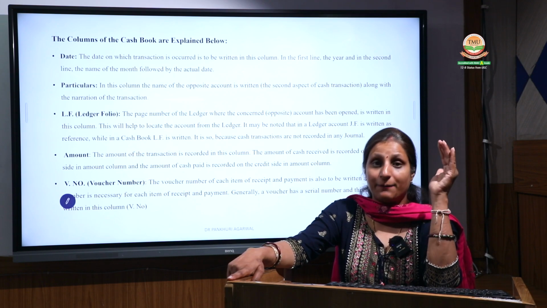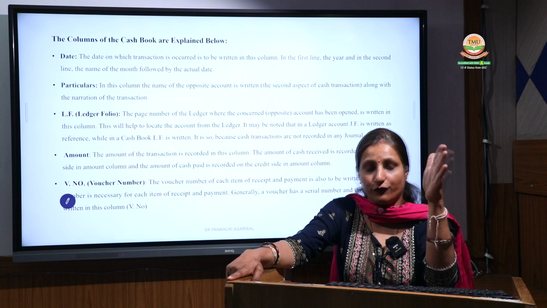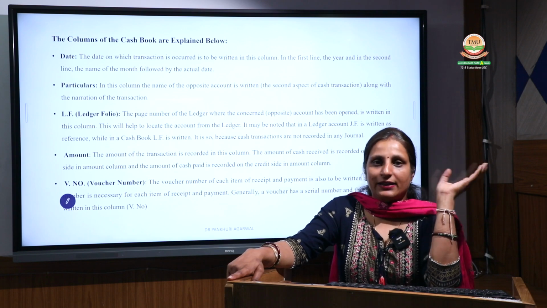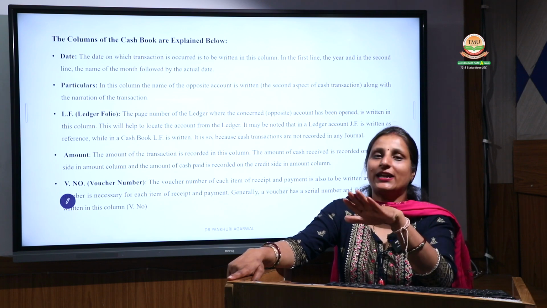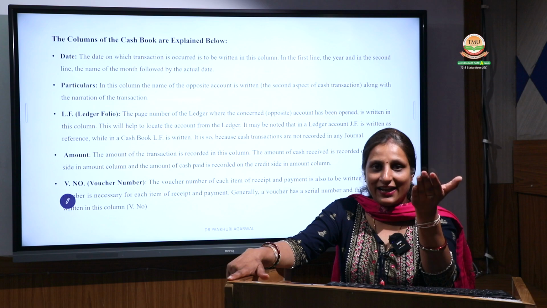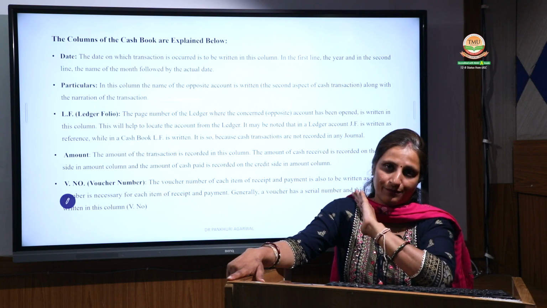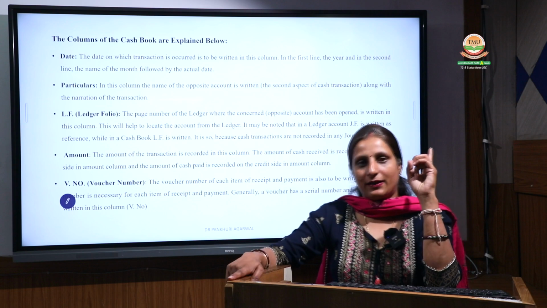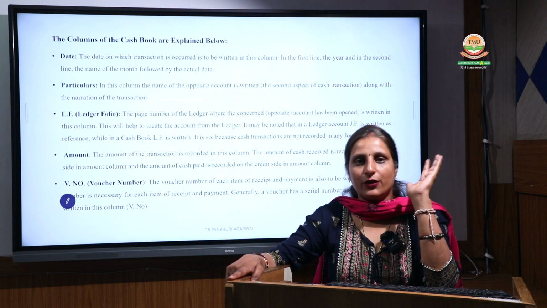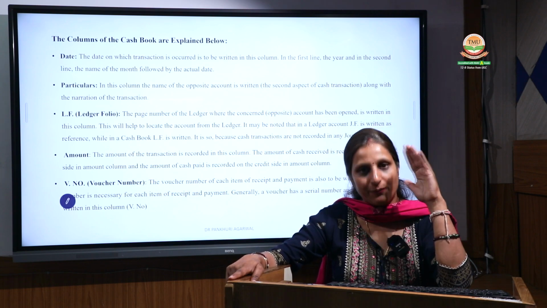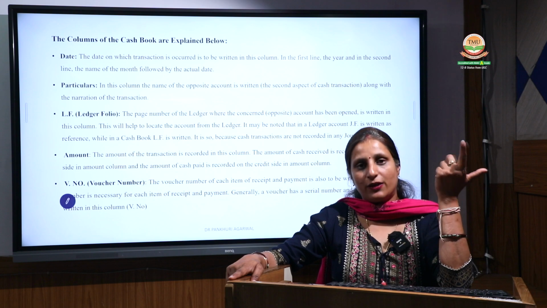For example, if I am preparing the cash book for the period of September month, then only entries of September month will come under the cash book. The entries of October month will go in my October cash book. So the cash book will be prepared for that period only, and entries will be posted for that period only.